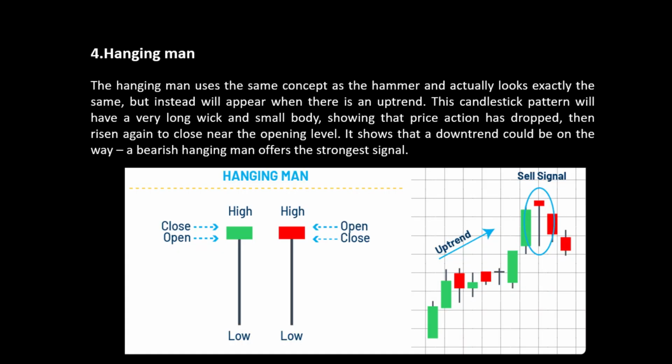4. Hanging Man. The hanging man uses the same concept as the hammer and actually looks exactly the same, but instead will appear when there is an uptrend. This candlestick pattern will have a very long wick and small body, showing that price action has dropped, then risen again to close near the opening level. It shows that a downtrend could be on the way. A bearish hanging man offers the strongest signal.